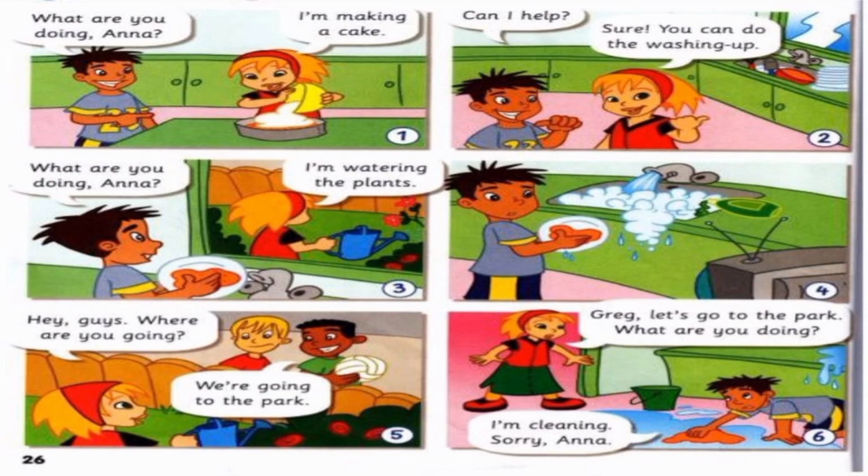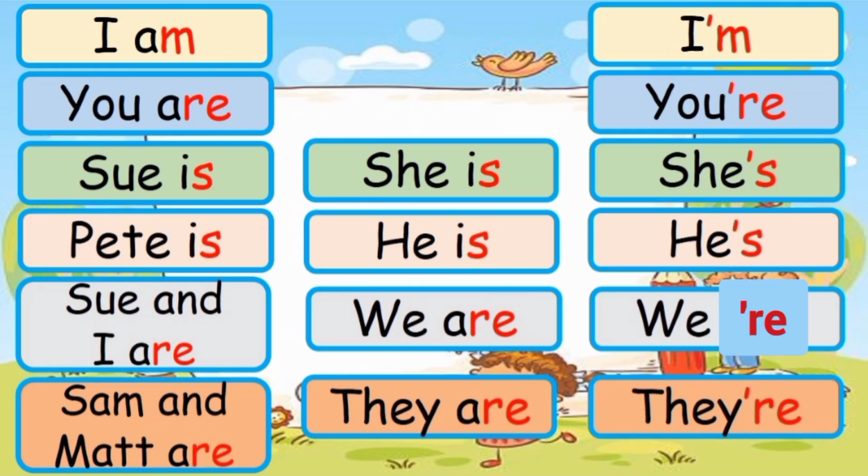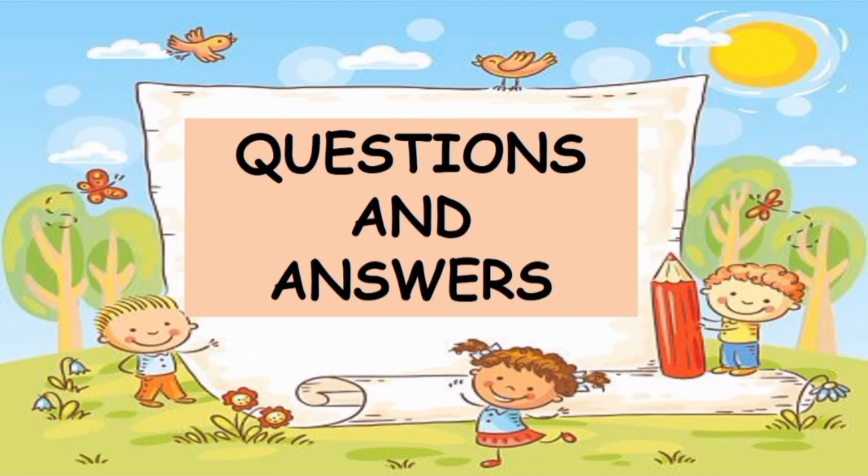Sorry, Anna. Okay, do you still remember the contractions that we have learned in the previous lesson? Masihkah kamu ingat tentang singkatan yang kita telah belajar pada pembelajaran yang lepas? I am becomes I'm, you are, Sue is, she's, Pete is, he's, Sue and I are, we are, Sam and Matt are, they are. So, today, we are going to focus on questions and answers. Jadi, pada hari ini, kita akan fokus tentang soalan dan jawapan.